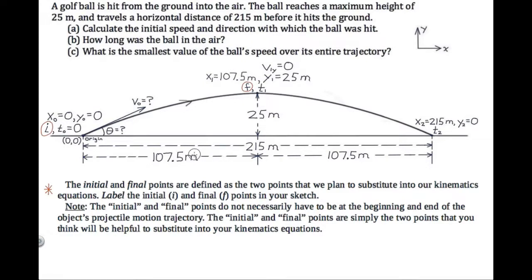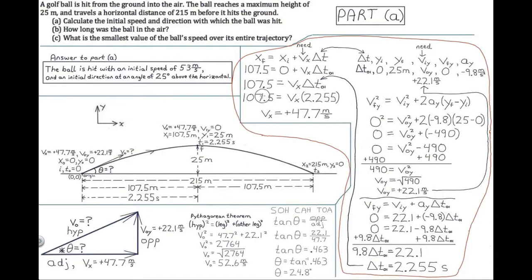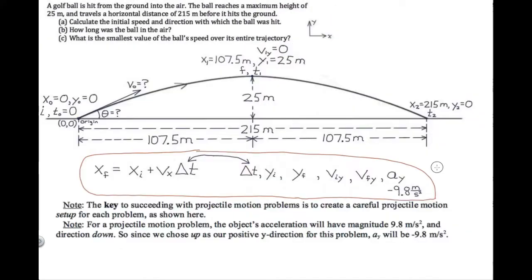For each projectile motion problem, you choose which 2 points you want to treat as your initial and final points. Don't assume that you should always choose the beginning and end of the projectile motion path as your initial and final points. Always be careful to label the points you choose as your initial and final points with an I and an F. Now we write down the projectile motion setup, and then we work with the kinematics equations. Let's begin our projectile motion setup like so.